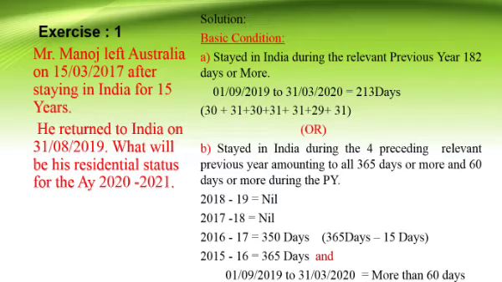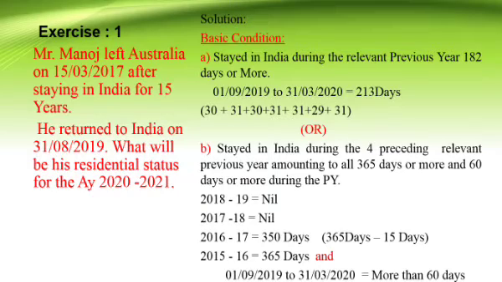Then on March 15th he left India for Australia. So March 15 is 15 days, and 15 days are deducted from 365 days, so the remaining 350 days he has stayed in India. That is why I have stated that in 2016-17 he stayed in India for 350 days only. Then 2015-16, it is clearly said that for the past 15 years he has stayed in India, so for 2015-16 I put 365 days.